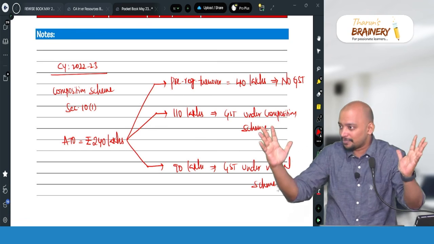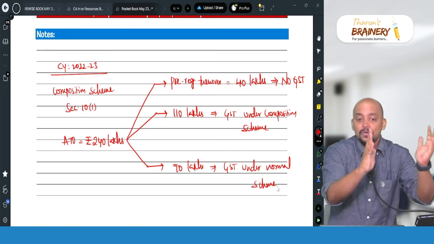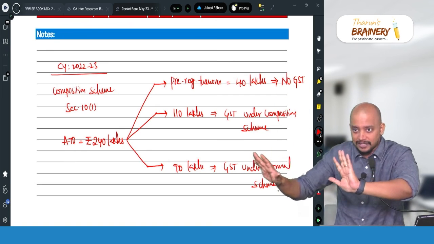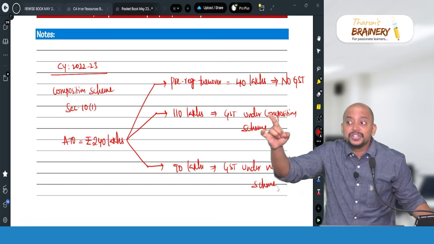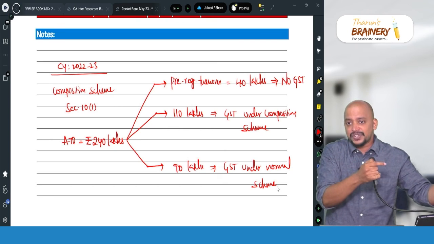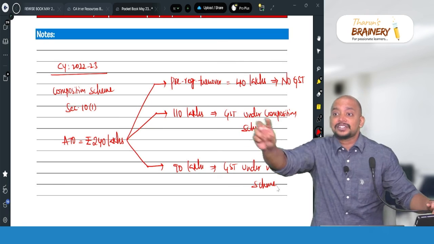Total turnover you take. What is the turnover under composition scheme? 150. What is the turnover under normal scheme? 90. So 90 at normal rate, correct? And 150. In that 150, pre-registration turnover should be excluded. So in that 150, what is the pre-registration turnover? 40. So remaining 110. What if the pre-registration turnover is 20 lakhs?